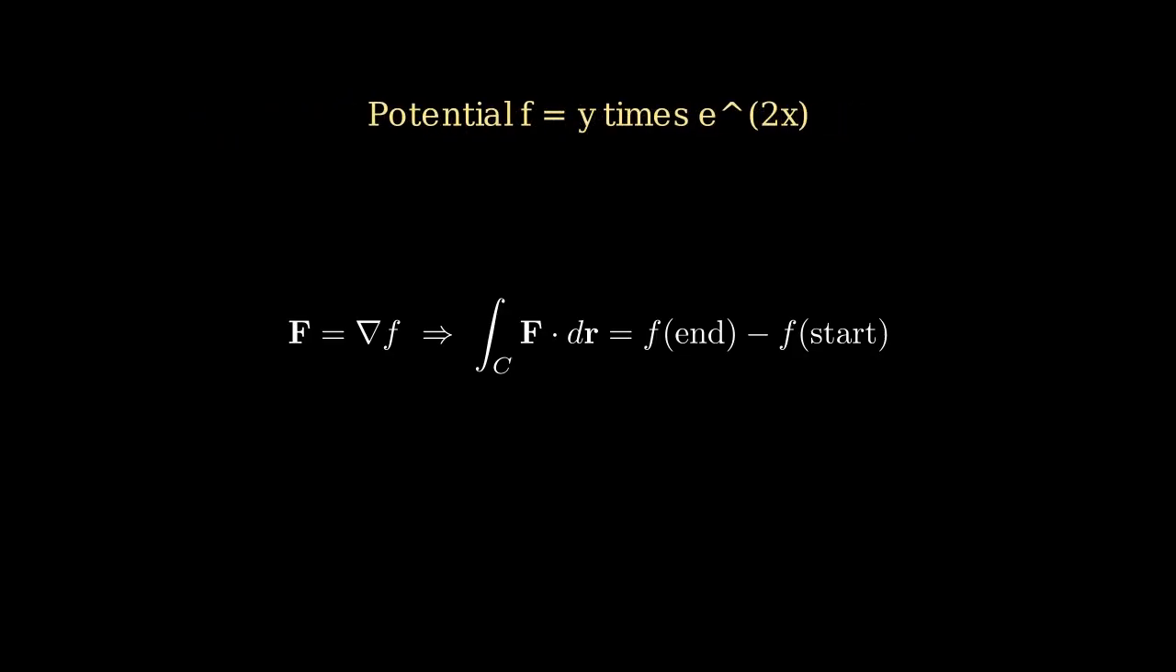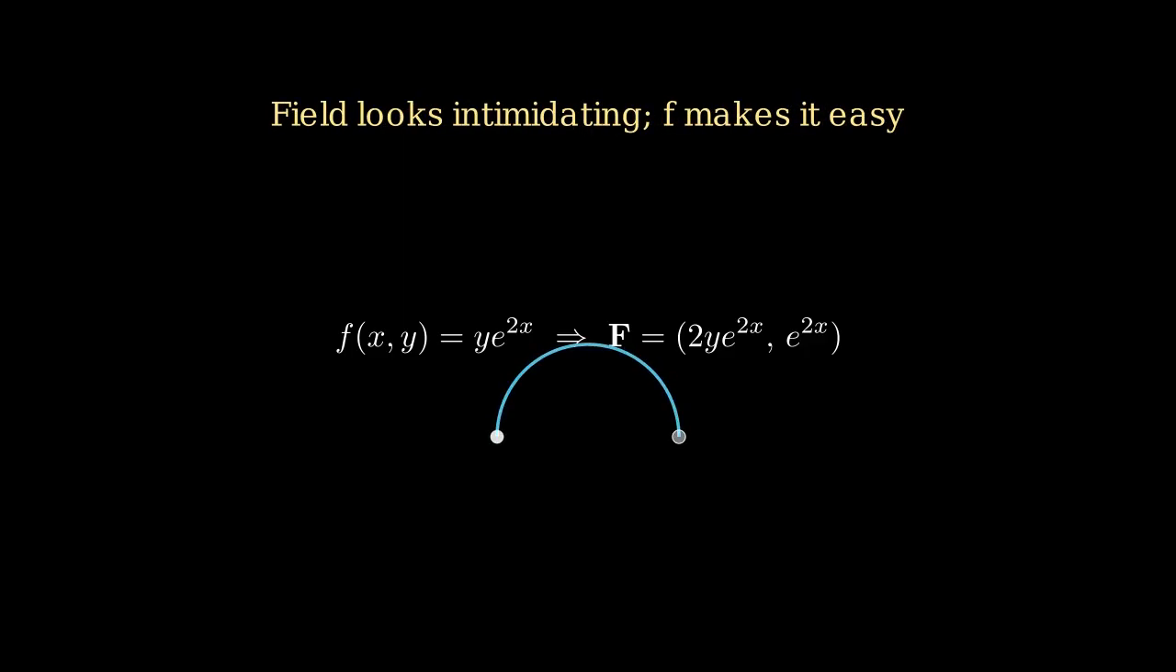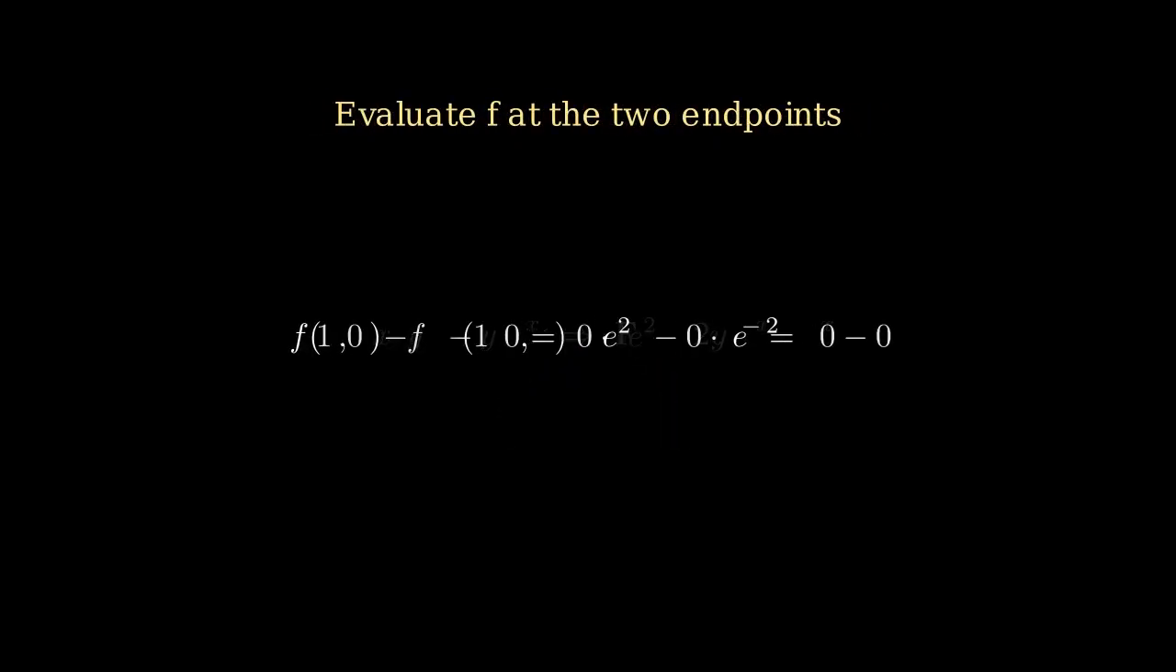Part A. The potential is f equals y times e to the 2x, so the field is 2y e to the 2x, e to the 2x. Evaluate along a semicircle of radius 1 from negative 1, 0 to 1, 0. This is the clearest example of the shortcut's power. The path looks intimidating to parameterize directly, but once f is found, the curve's shape never even enters the calculation.